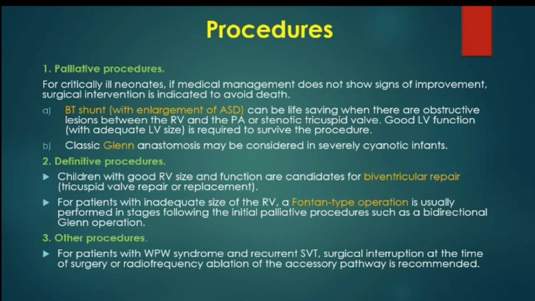or we can perform a univentricular repair when the RV size is not adequate following a bidirectional Glenn operation which was done earlier in life. Other procedures can be done for patients with recurrent supraventricular tachycardia as radiofrequency ablation of accessory pathways.